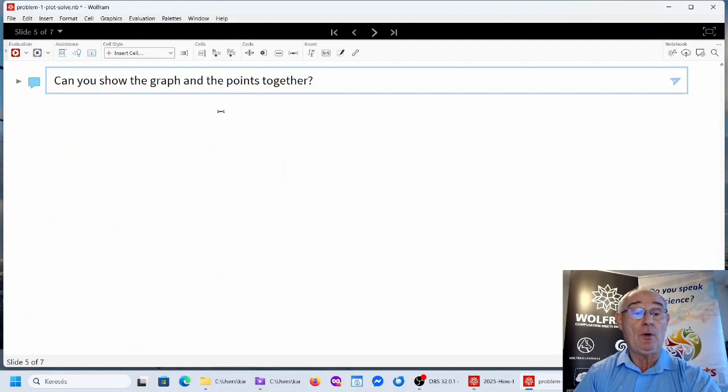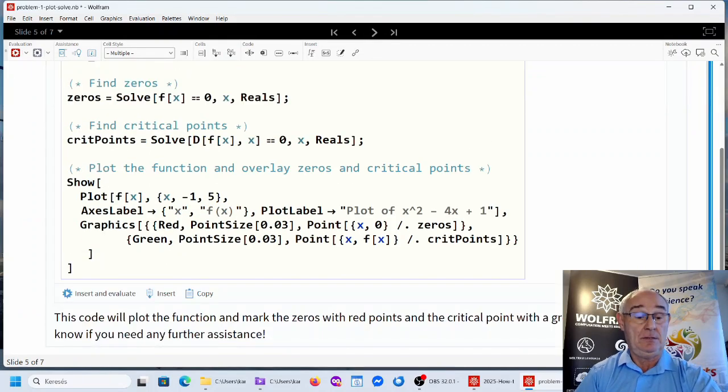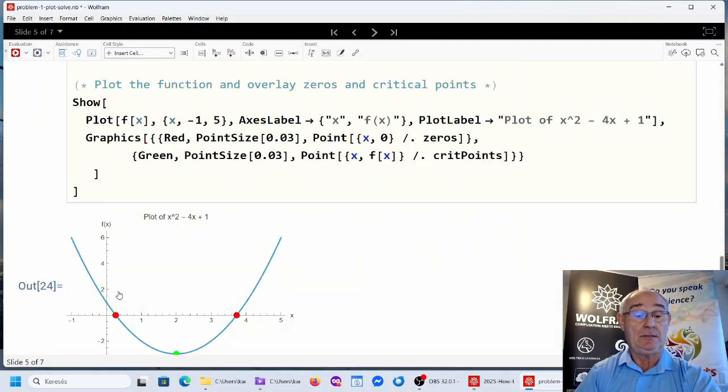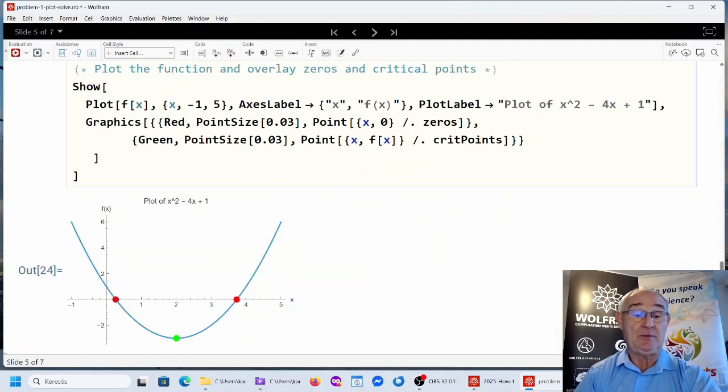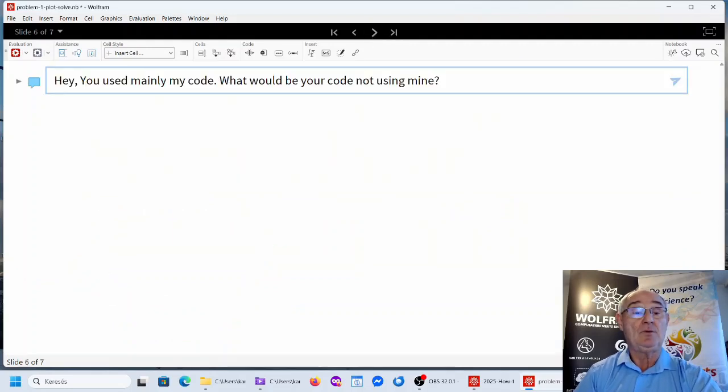But I need the points also in the graph. I did it, run it, look at that, and this is pretty much the same as I did. I observed it uses mainly my code. What would be your code without using mine? That's what I received.